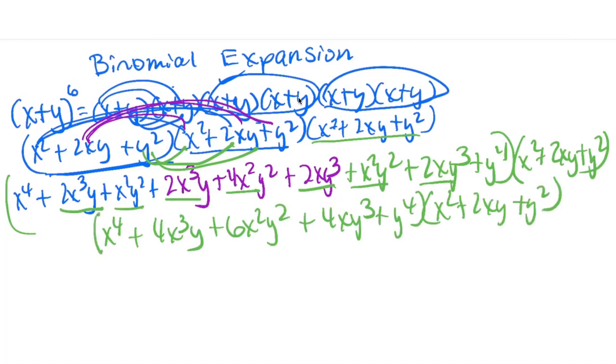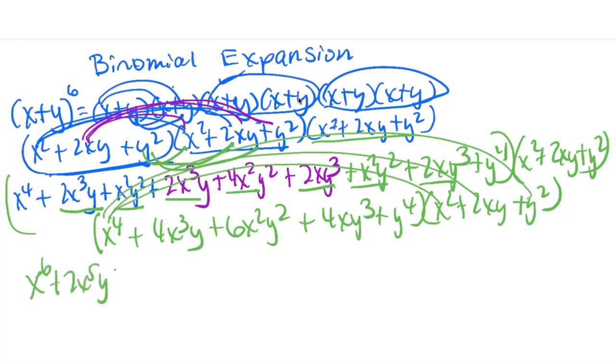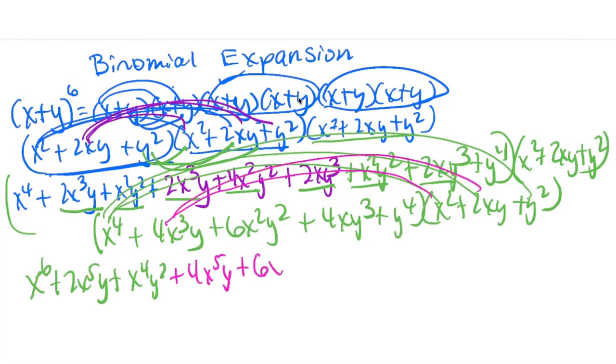All right, so we're going to go x to the 4th times all of these, if we can keep up with that. That gives me x to the 6th plus 2x to the 5th y plus x to the 4th y squared. All right, now I'm going to do, probably going to run out of colors. This one is going to give me 4x to the 5th y plus 6x to the 4th y squared. Got to go real slowly here. Hope I don't mess up. Plus 4x cubed y cubed.